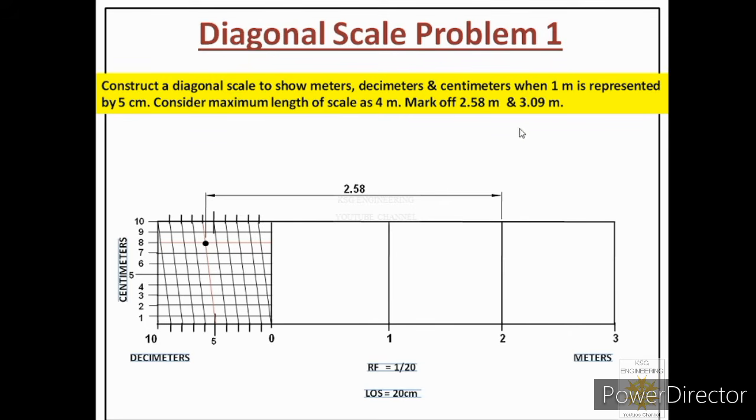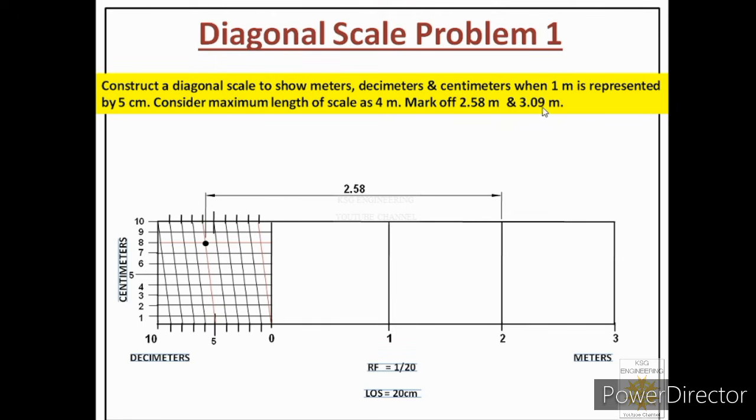Now let us plot the next dimension. It is 3.09 meters. It means 3 meters, 0 decimeters, 9 centimeters. So from 0 to 3 meters, 0 decimeters. This is the decimeter scale. So 0 decimeter is here only. It means we will pick this diagonal line which starts from 0.